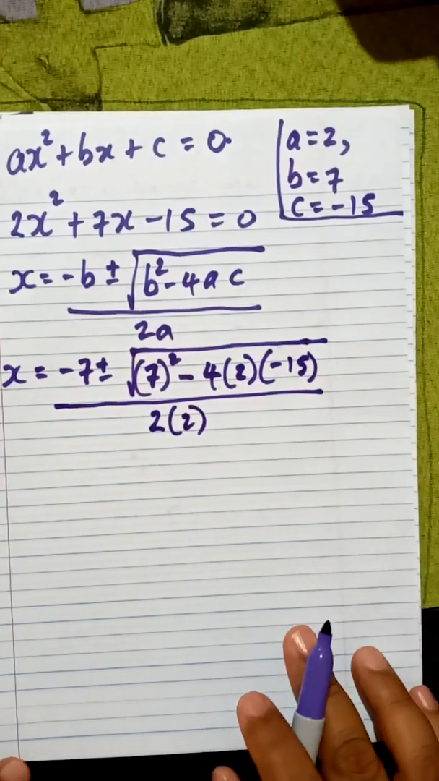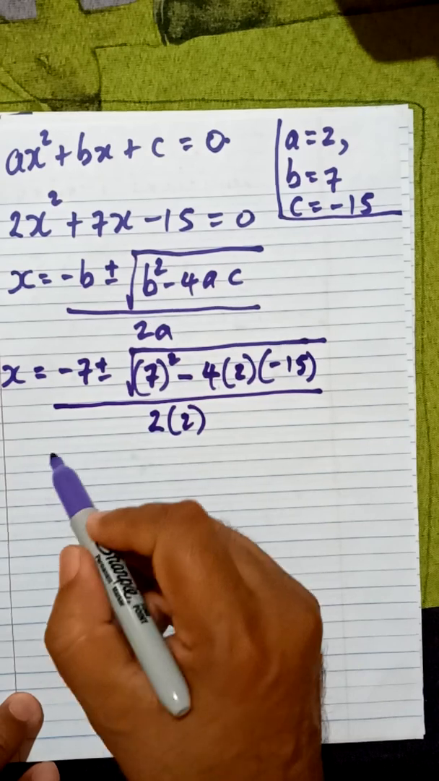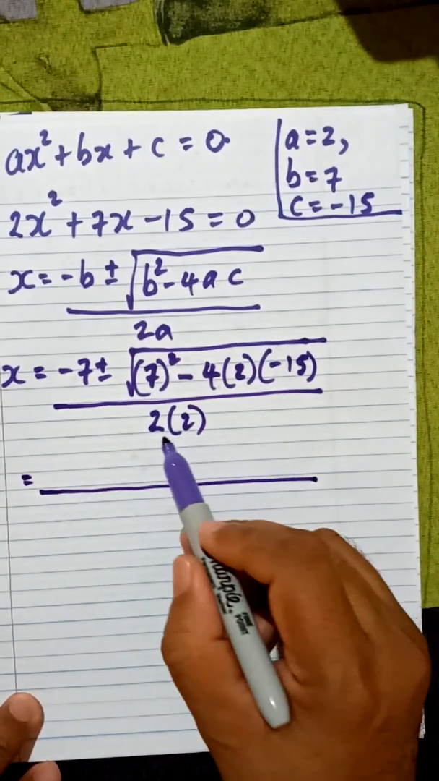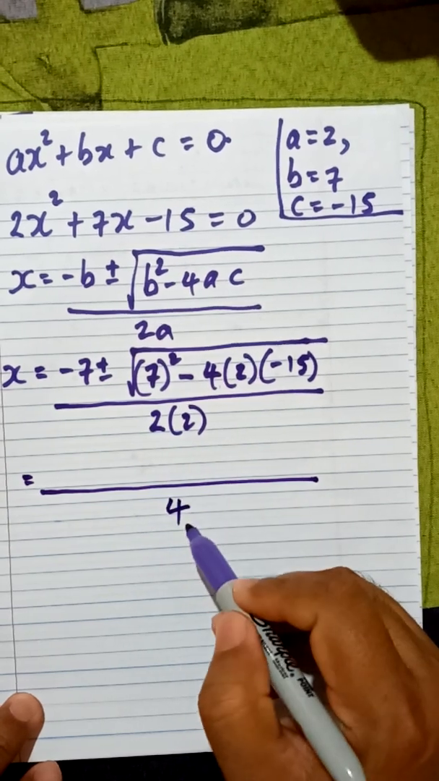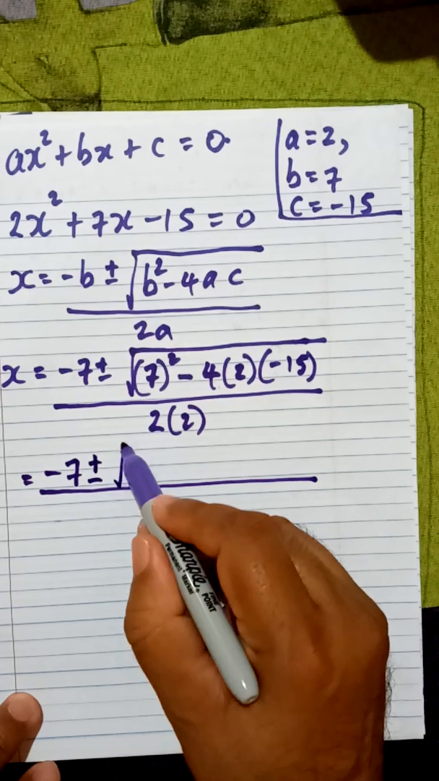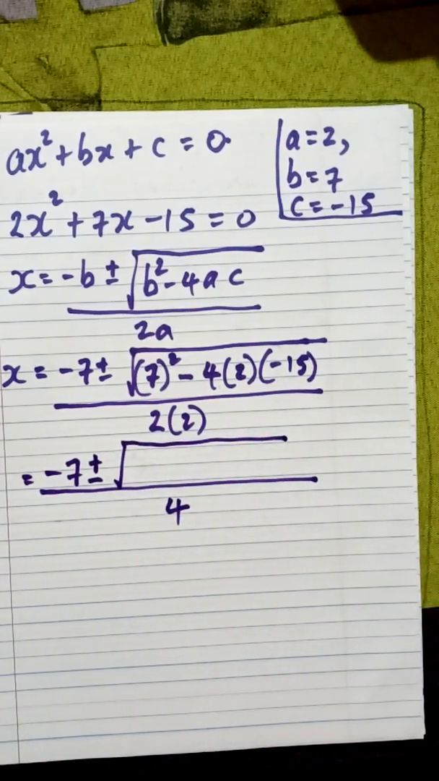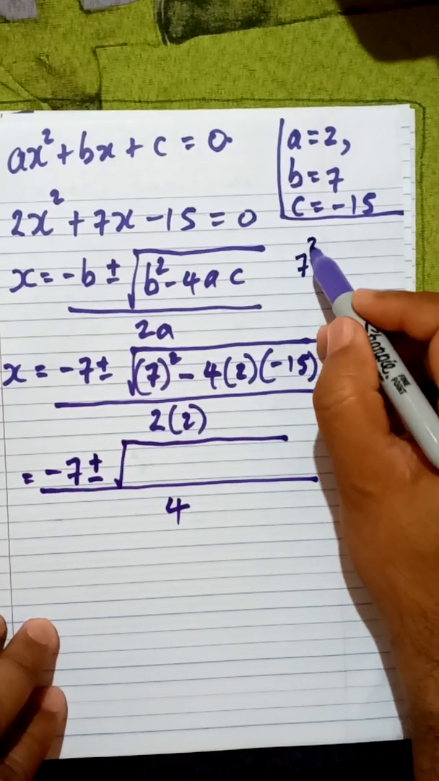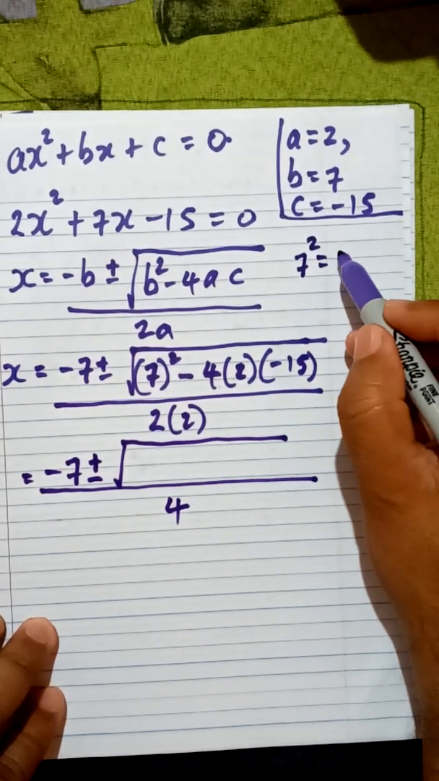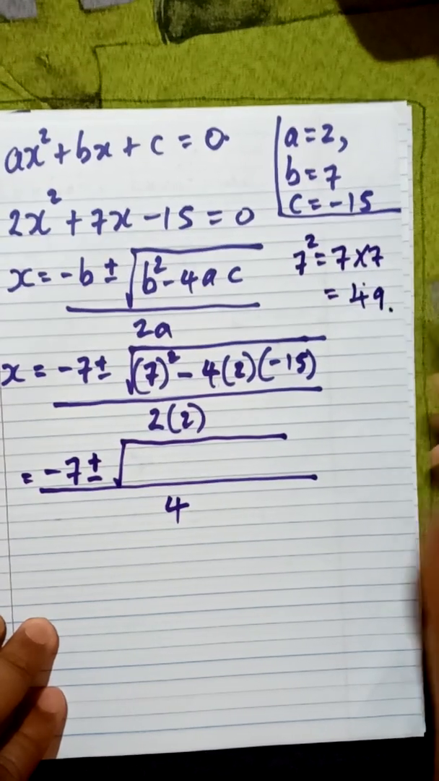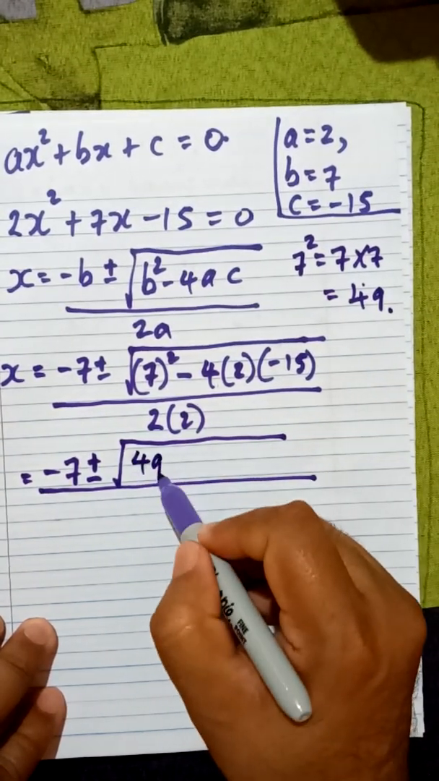All right, now next step, let's do the easiest part. 2 times 2 at the bottom here will give you 4. Right, by the minus 7 plus or minus the square root. Now, 7 squared is not 14, but 7 times 7, which is 49. So that will give you 49.